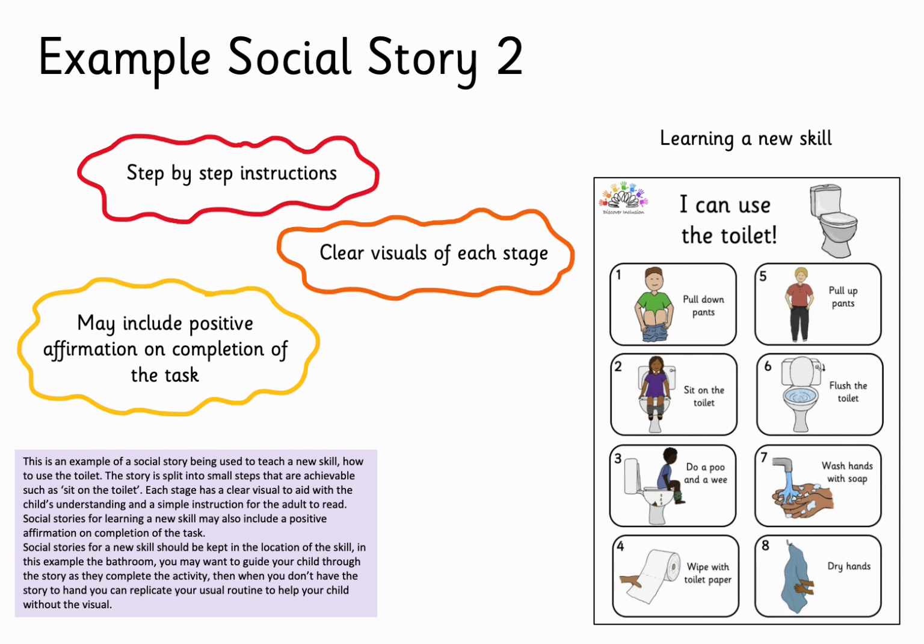Social stories for a new skill should be kept in the location of the skill, in this example, the bathroom. You may want to guide your child through the story as they complete the activity. Then, when you don't have the story to hand, you can replicate your usual routine to help your child without the visual.